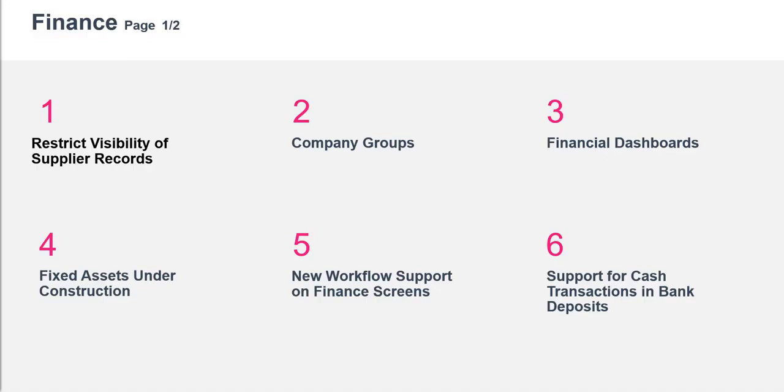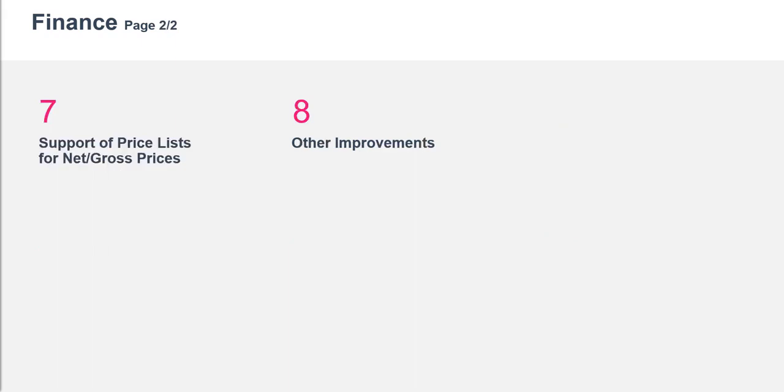Users can now add cash transactions and customer payments to a bank deposit. A tax calculation mode setting has been added to the sales prices and sales price worksheet screens to support price lists for net and gross prices, plus multiple other improvements that have been made to user interface and financial management processes. As you can see, we have quite a bit to cover, so let's get started.